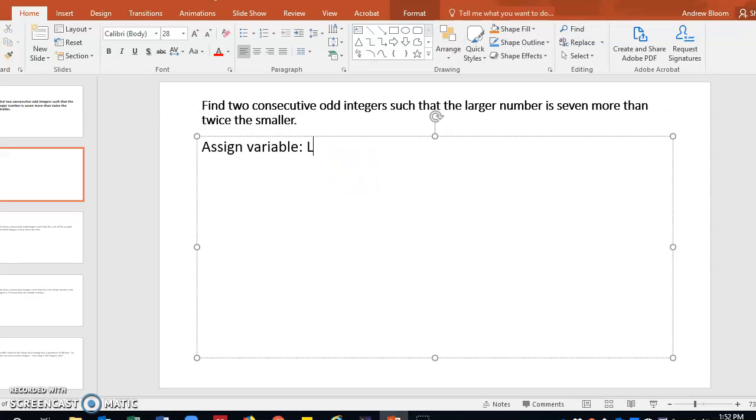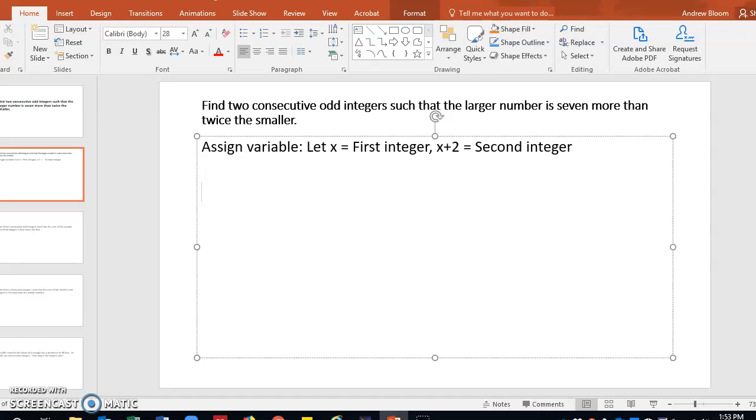And so when we assign our variables, we're going to let x be something. In this case, let's let x be the first integer. The next integer then is going to be x plus 2, because like we just said, anytime we give a first number, the next consecutive odd number is 2 bigger than that. So whatever number you put in for x, if you want to find the next consecutive odd integer, you just have to add 2 to that original number.